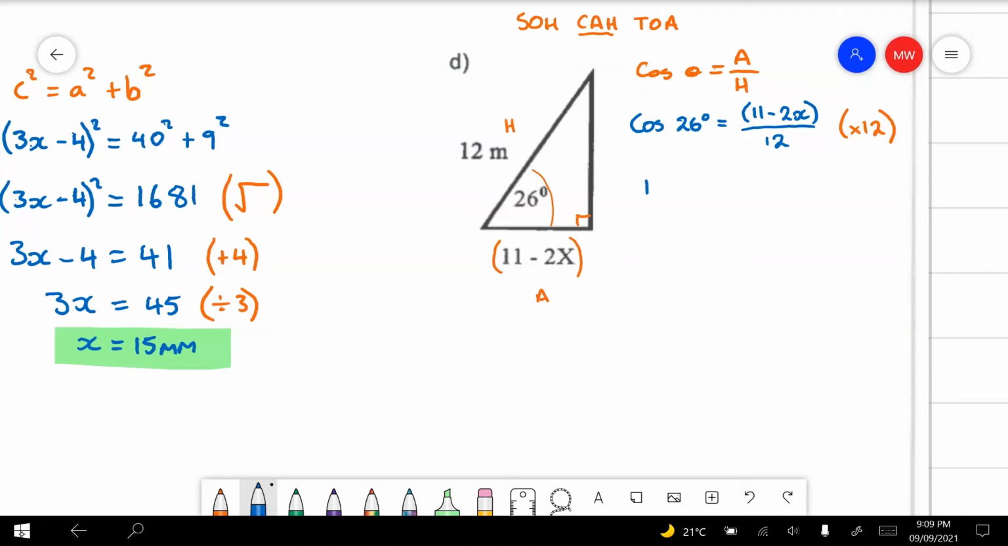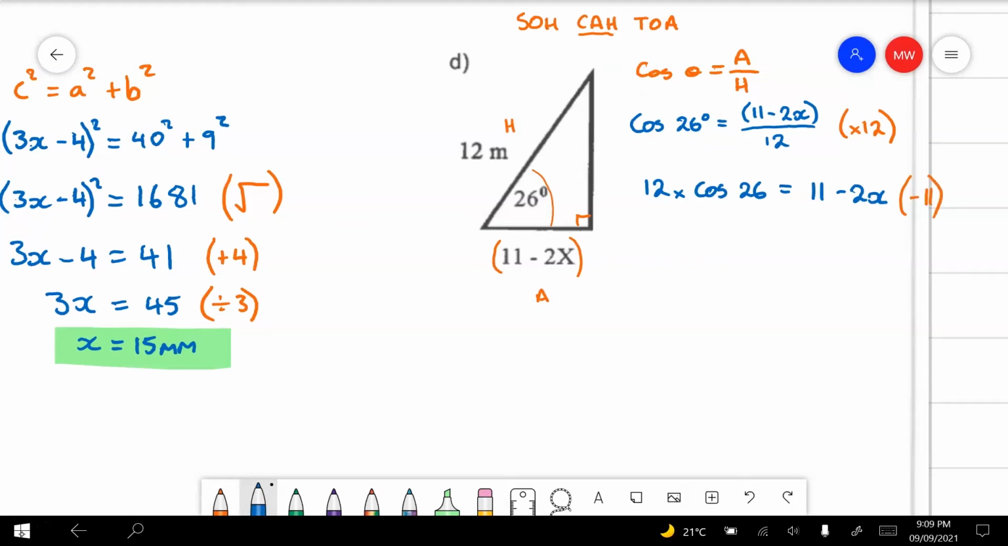And now what we'll have is 12 times cos 26 equaling our 11 minus 2x. I'm not going to put it in my calculator yet, because as soon as I do that, I'm going to round it and start introducing error. So I'm just going to ignore it for the minute, and now I'll get rid of that 11. It's a positive number, so I'll take 11 away.